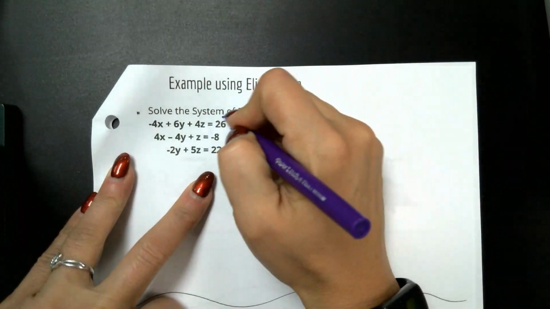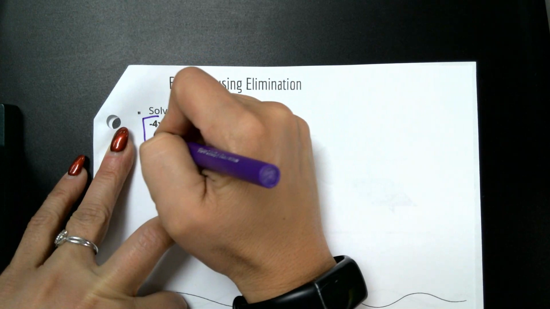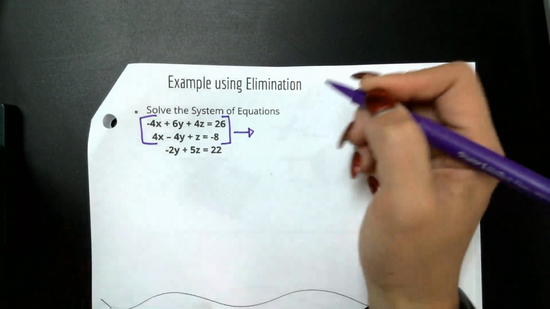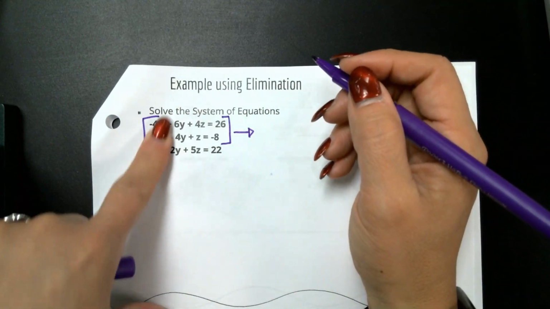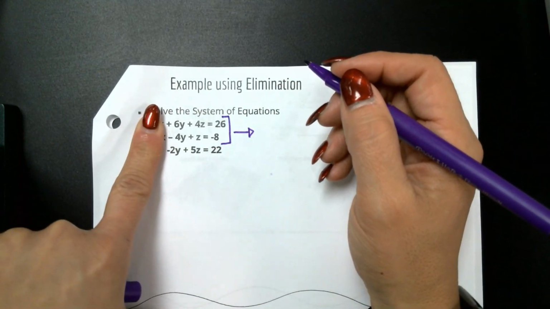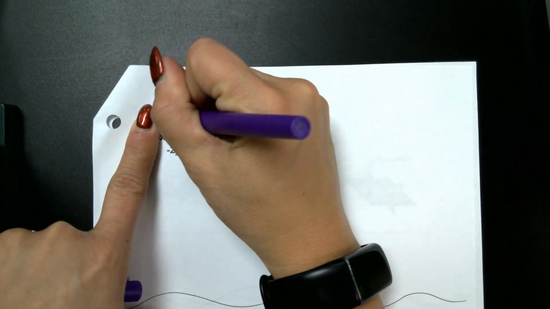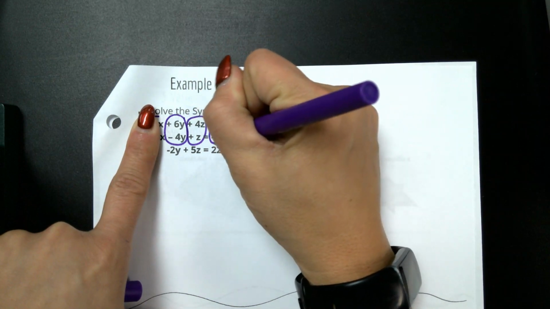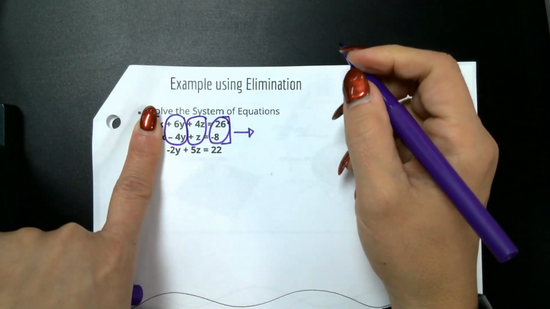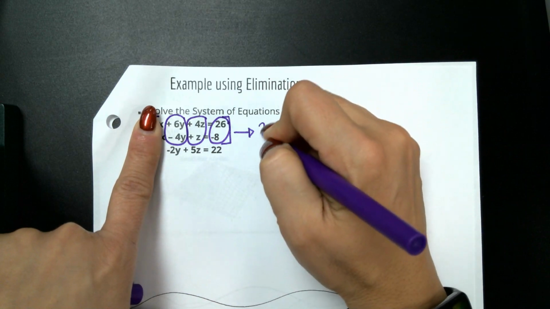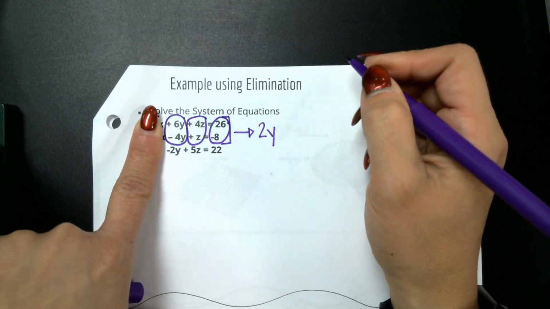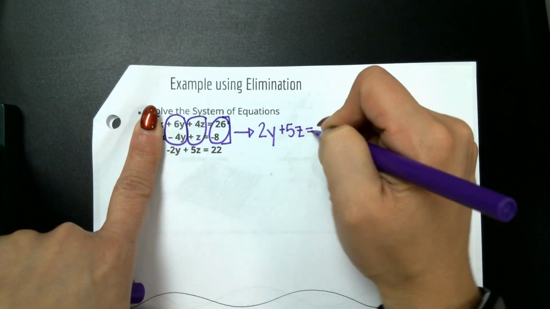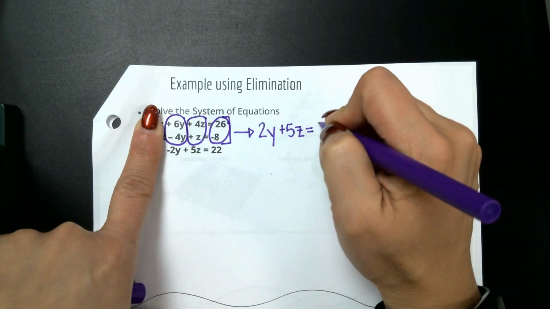You're just like, okay, well, these are the only two that have 3 letters, so I guess that's where I'm starting. What happens when we put those two together? What falls off? X. Just the x's. Okay, so if it's just the x's, add these two, and add these two. So what's 6y minus 4y? 2y. What's 4z plus 1z? 5z equals, and then what's 26 minus 8? 18.